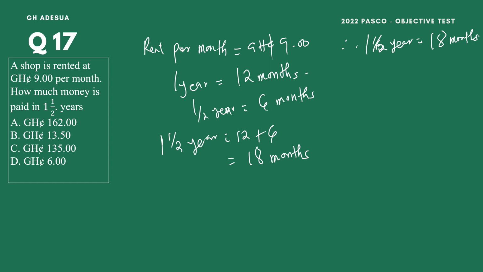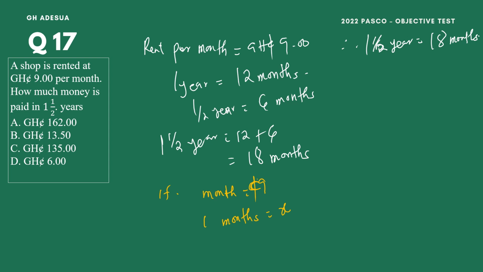So per our solution, if every month, so every 1 month, she pays 9 cedis, 9 Ghana cedis, how much will she pay in 18 months? That we don't know. So we call that X. We do our cross multiplication.